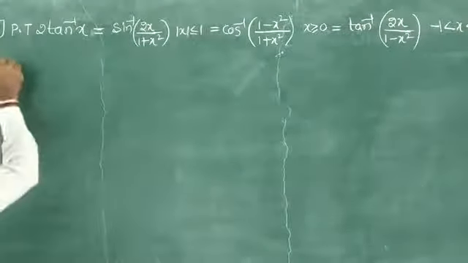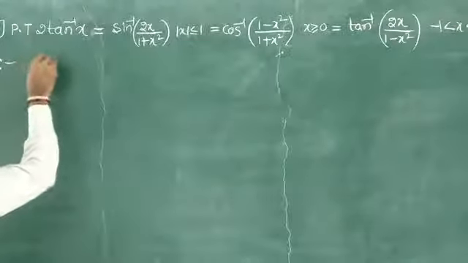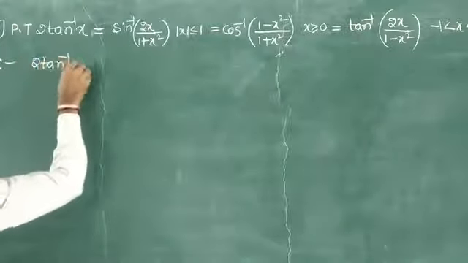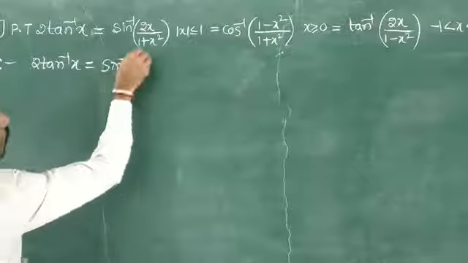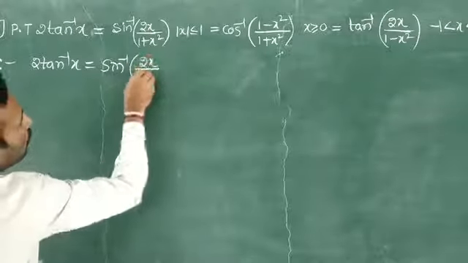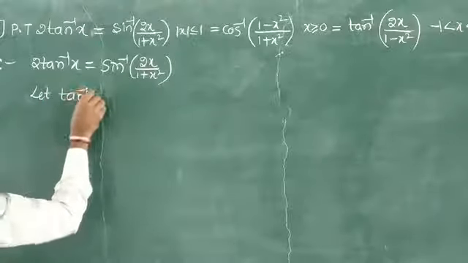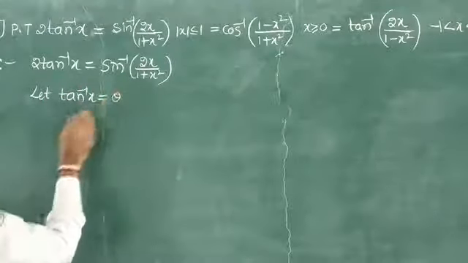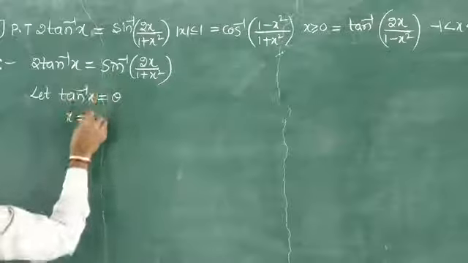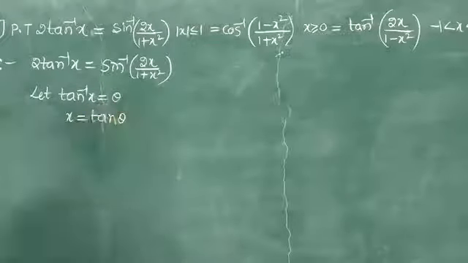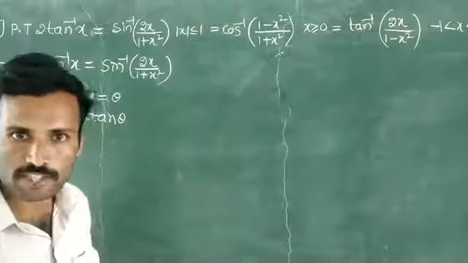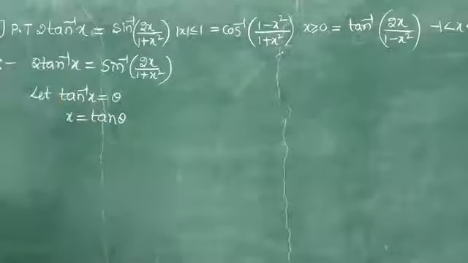For the first one, let us consider 2 tan inverse of x is equal to sin inverse of 2x divided by 1 plus x square. Let tan inverse of x be equal to theta. Then x is equal to tan theta, by the definition of inverse trigonometric function. Let us substitute in the RHS.